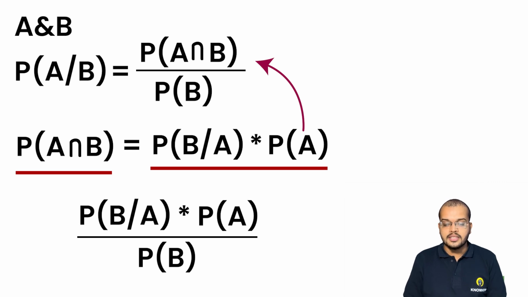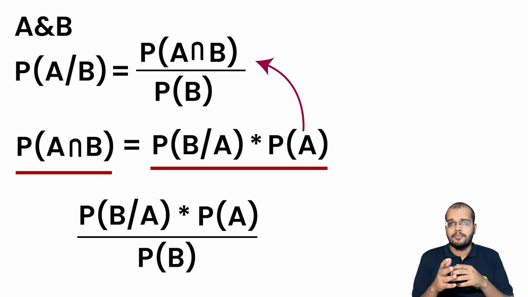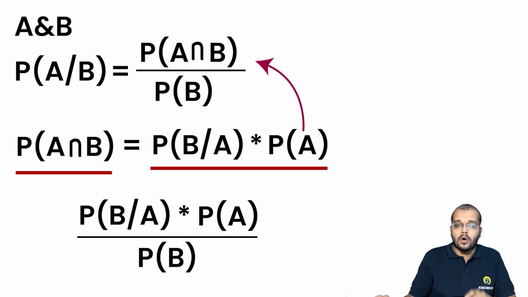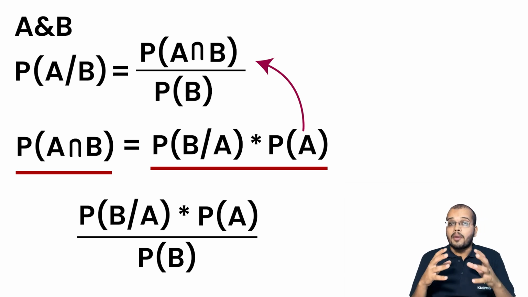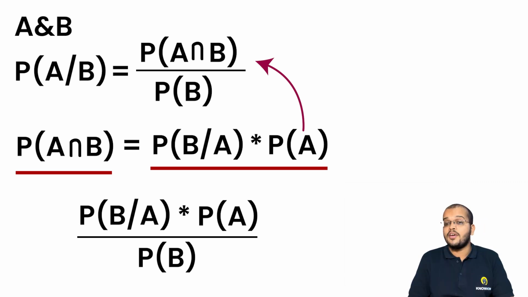So this is our Bayes law. What exactly is it telling? It is telling that the conditional probability of getting A given B is equal to the following fraction that we have considered: the conditional probability of getting B given A times the probability of A, divided by the probability of B. This is called the Bayes law.